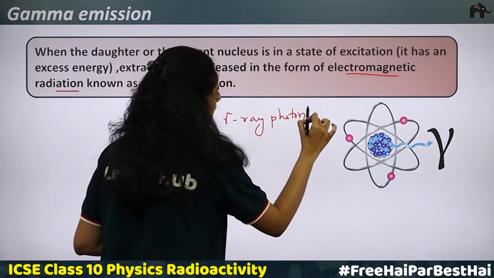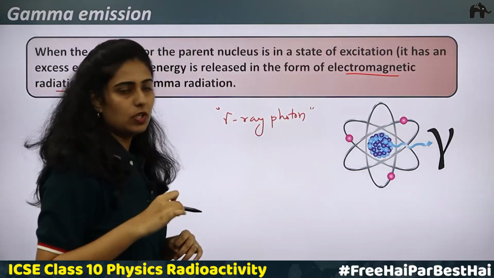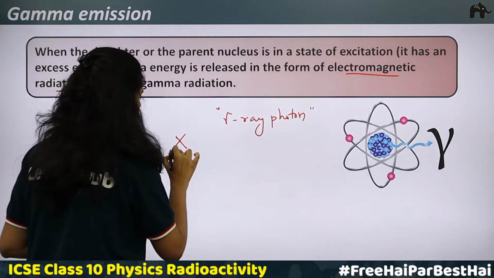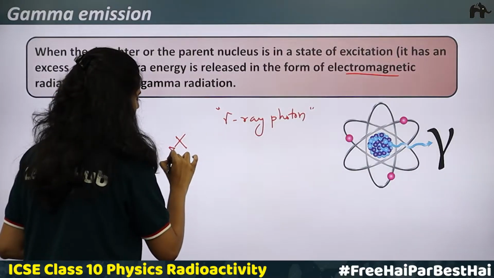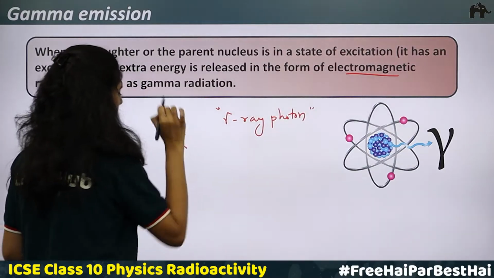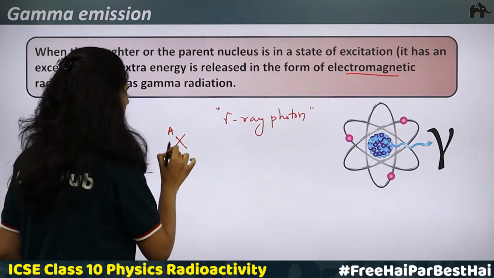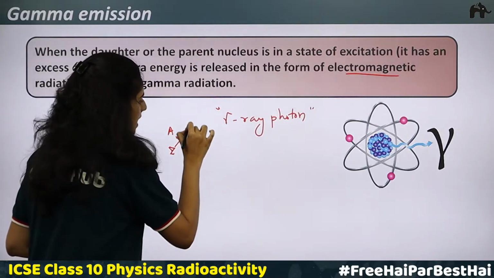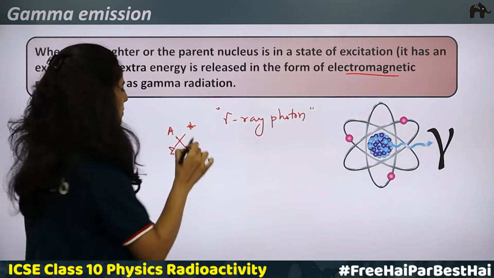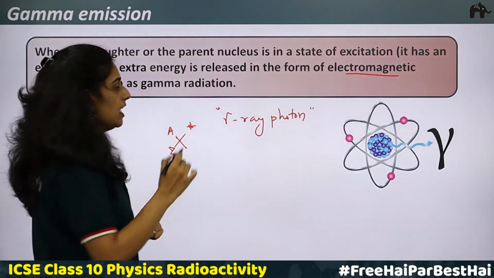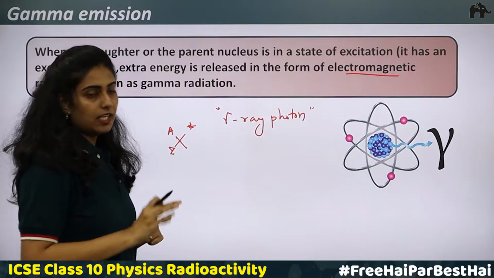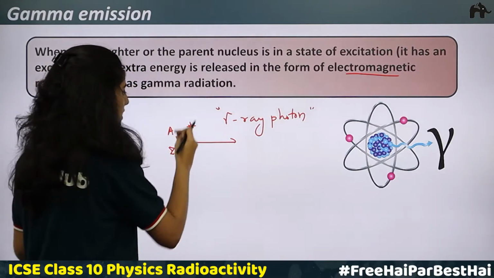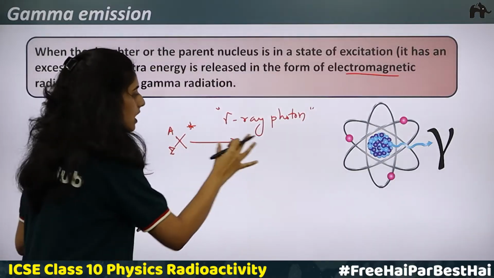Now why is this released? Let's see. When you take an element X with atomic number Z and mass number A, it is in the excited state. The excited state we represent with a star here. From this excited state, it should come to the ground state. For example, if the parent atom is in the excited state, it should be taken to the ground state.